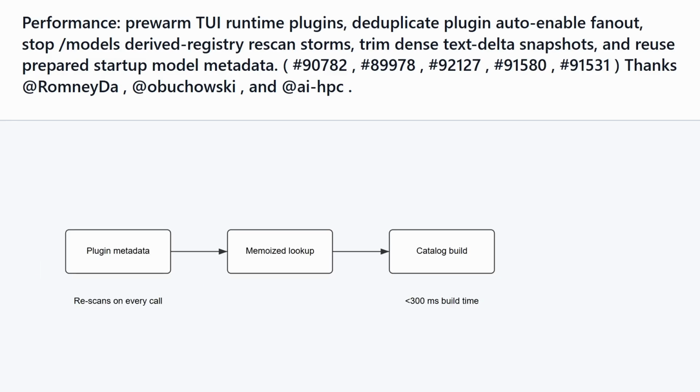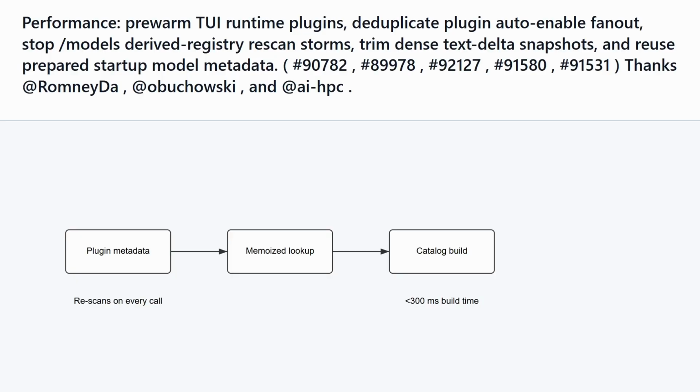Third, the model catalog build no longer repeatedly rescans plugin metadata when using derived registries. A regression since 2026.5.18 caused every /models call to rescan all plugin manifests. This fix ensures the memoized snapshot lookup works correctly, dropping catalog build time from over 6 seconds to under 300 milliseconds in real-world testing.